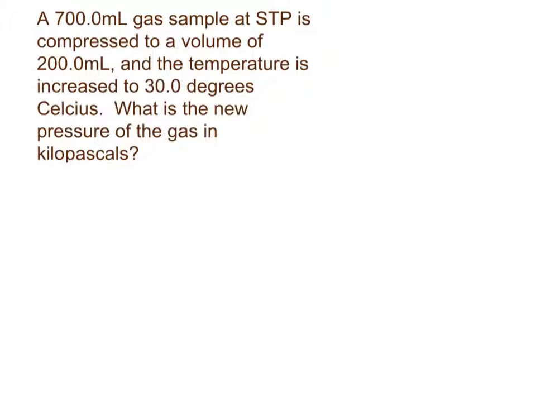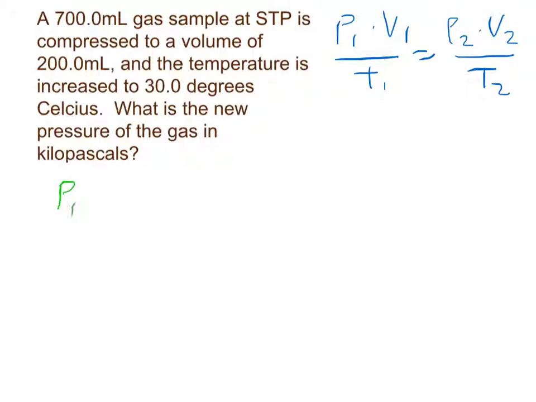The first step is to write the equation that you're going to use. In this case, it's the combined gas law equation. P1 times V1 over T1 equals P2 times V2 over T2. The next step is to write your knowns and unknowns. So we have all of these variables, P1, V1, T1, as well as P2, V2, and T2.